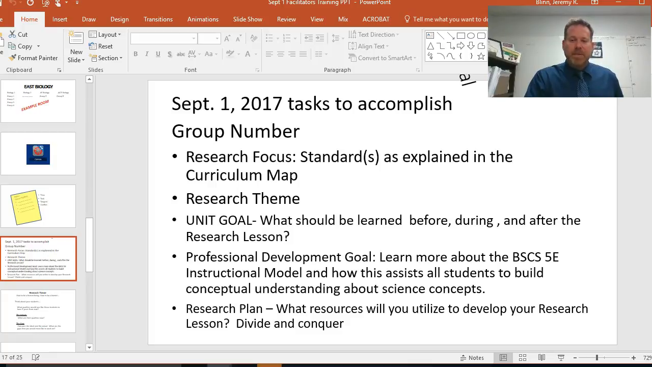it's no secret that I've basically really been pushing the to learn more about the BSCS 5E instructional model and how it assists all students to build conceptual understanding about science. So many of us have some understanding of the 5E model. This is a good time for all of us to jump right into the book, into their research, BSCS, and see what each stage of the model truly means. And what are the students doing during this stage? What are the teachers doing during this stage? And how can you purposefully create these moments in the classroom?